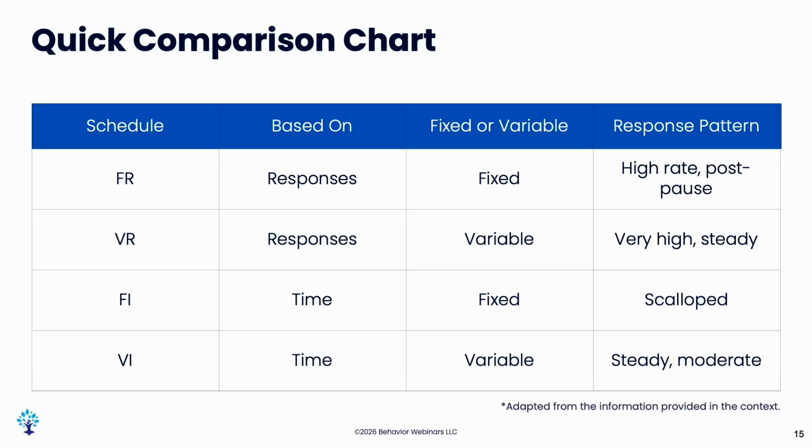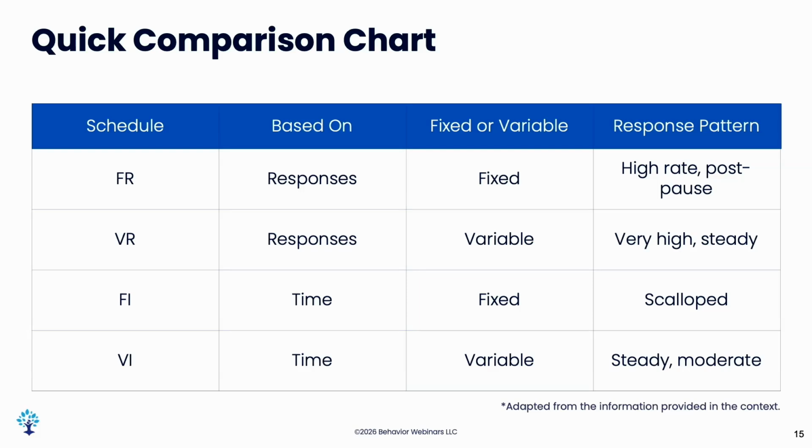There's that little pause because when you get close to that reinforcement. VR is based on responses, but it's variable. It's not consistent. It's on some sort of average. Very high and steady. Fixed interval is based on time.